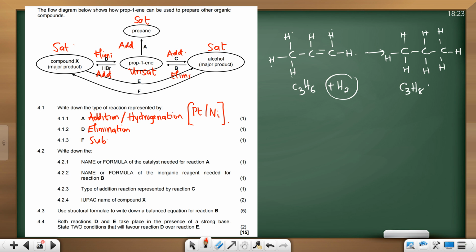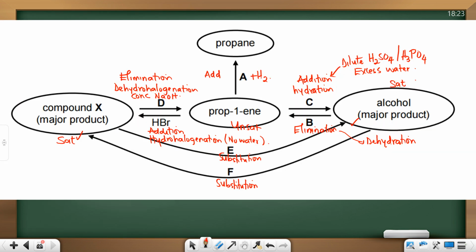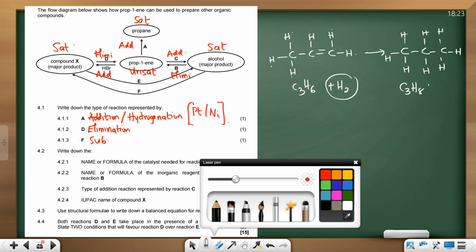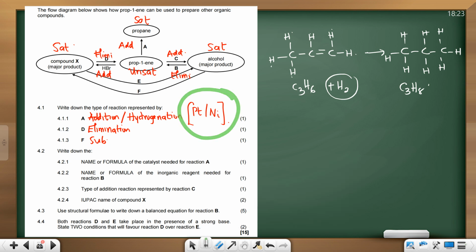I think we did mention. We answered reaction A. It's hydrogenation, right? So what's the catalyst? Platinum. Platinum or nickel. We wrote it down somewhere. Where did I write it? Oh, there. It's there. It was answered before.